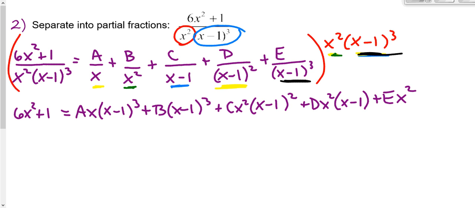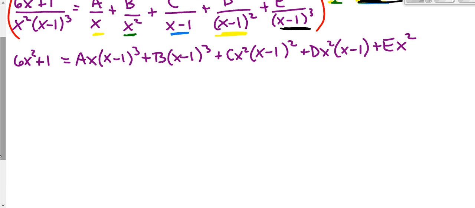Okay, now, I don't know about you, but I really do not want to use method 1, where I multiply everything out and create all these equations. I'm going to use method 2. So let's choose a convenient value for x. Let's let x equal 0.